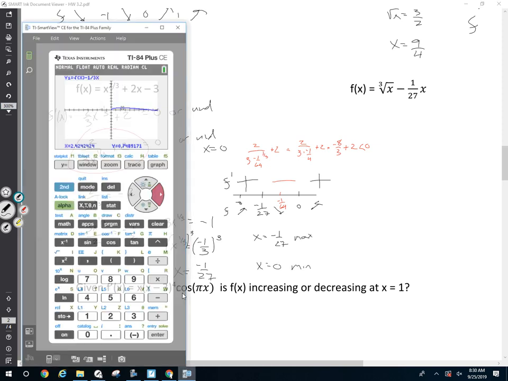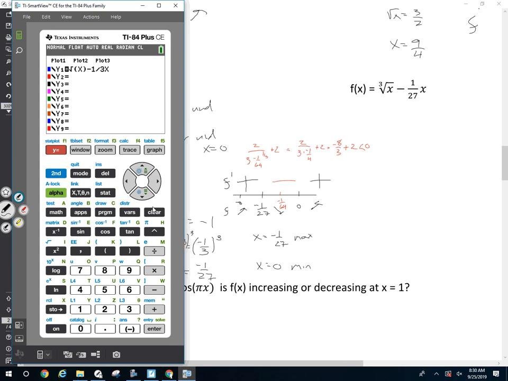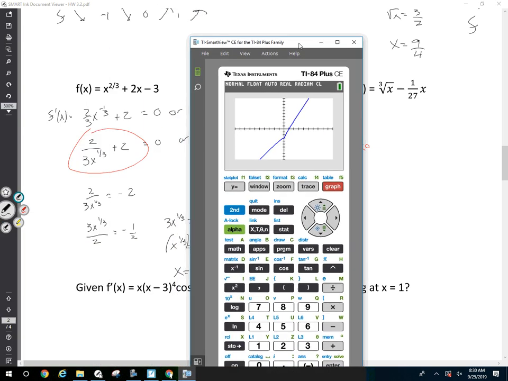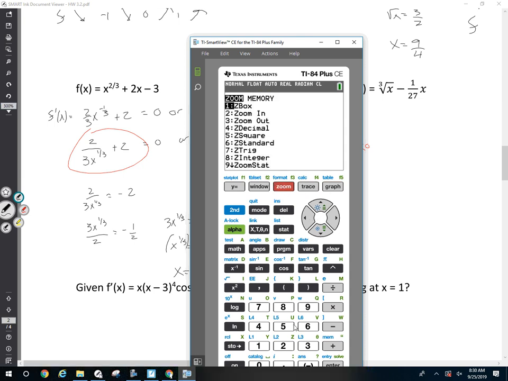Let's see. x to the 2/3 plus 2x minus 3. I'm going to assume that this isn't going to work out well, and I need to put parentheses. Oh man, you can't see it, but watch if I zoom in.